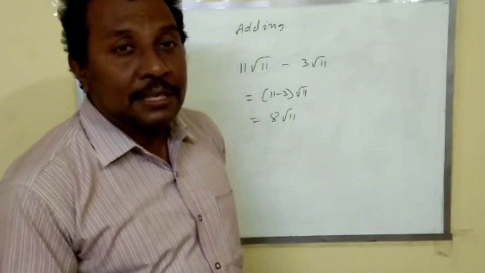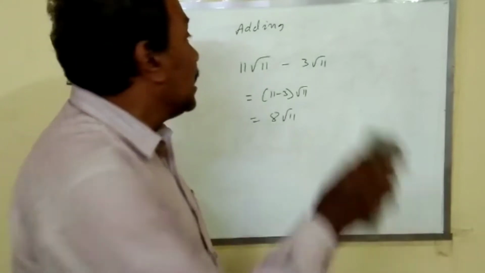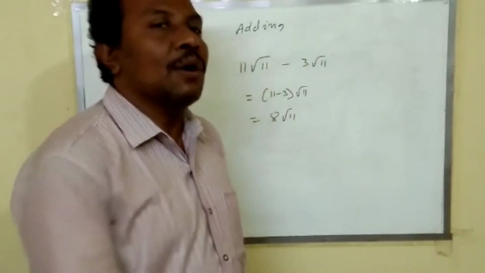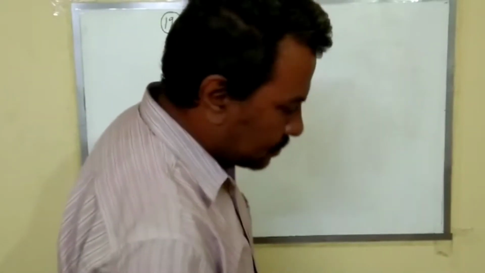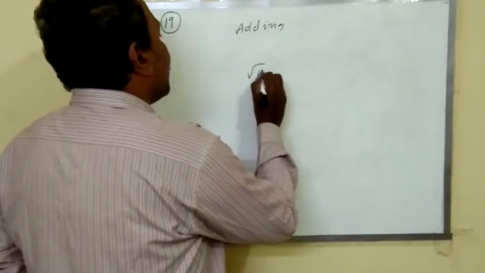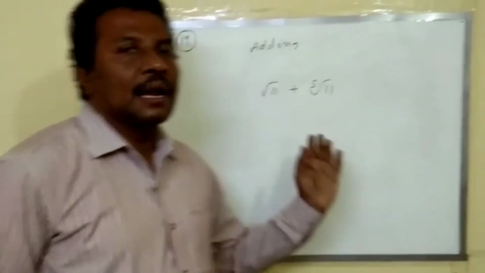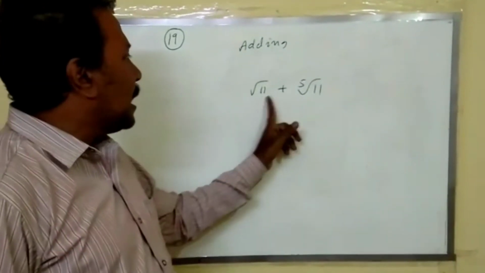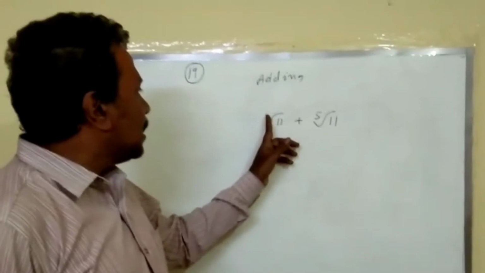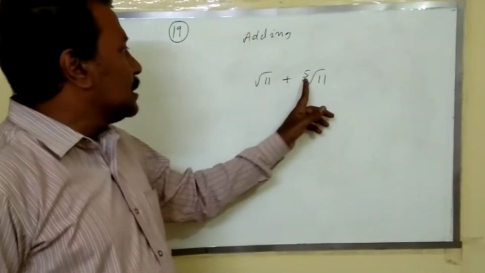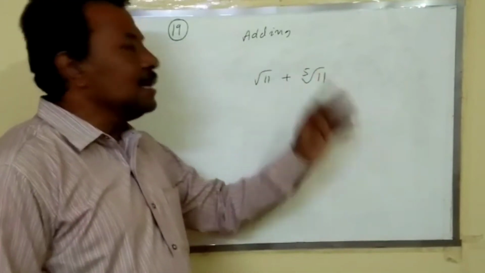So here what you understood? Addition and subtraction of two or more surds is possible if the radicands are equal and the orders are equal. For example, if I say cube root of 11 plus fifth root of 11, they are unlike surds. Here radicands are equal, but the orders are not equal. This is the surd of third order and this is the surd of fifth order. So it is not possible for us to add these two surds.